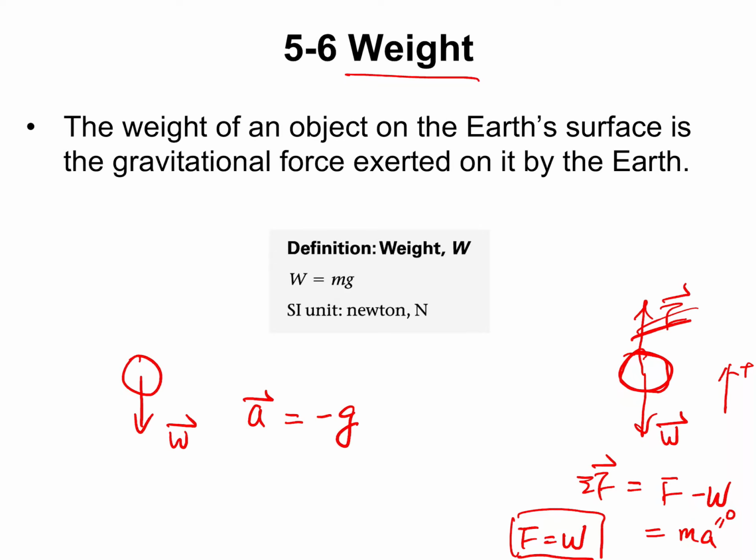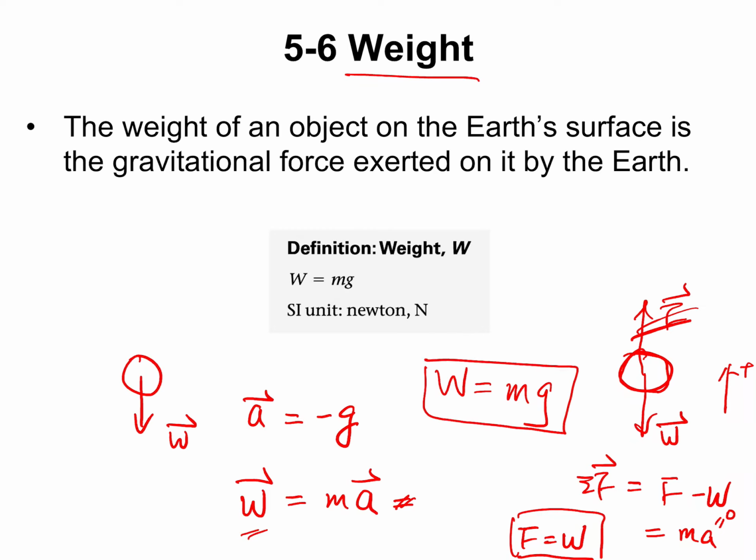And so the only force you have is W, and that is equal to ma. The magnitude of this force is called weight. So what's the magnitude of the weight? The magnitude of weight is equal to mg. That's the magnitude of the weight. What's the direction of the weight? The direction of the weight is down. Weight always points down.